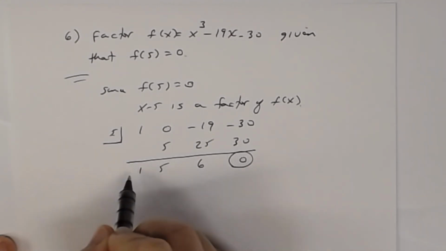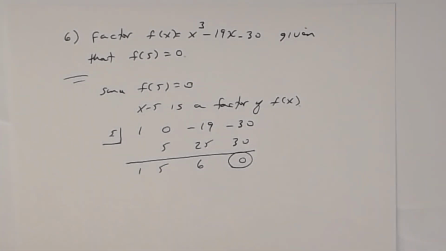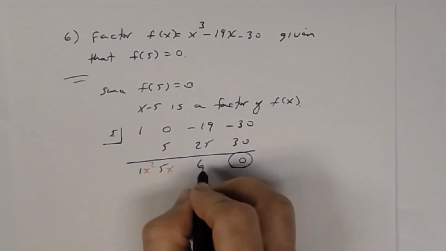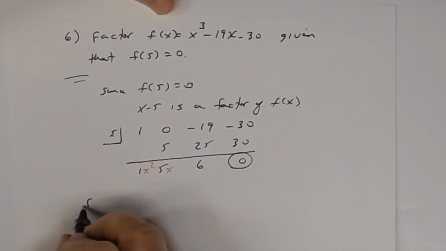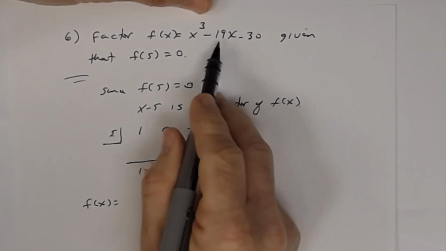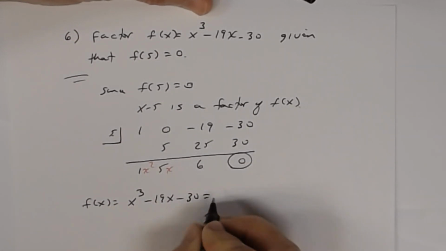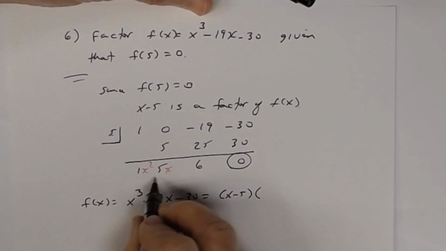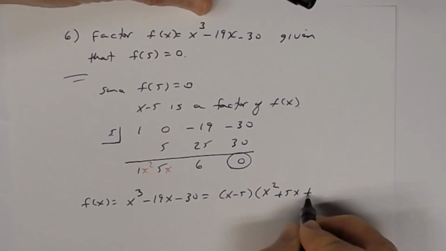Now, this is our remaining polynomial. So let's think about what those variables are. You see, this is x cubed, so this will be x squared, this will be x, and this is our constant. All right, so here's what I have so far. I have f of x, which equals x cubed minus 19x minus 30, will equal this factor, x minus 5, times this polynomial, 1x squared plus 5x plus 6.